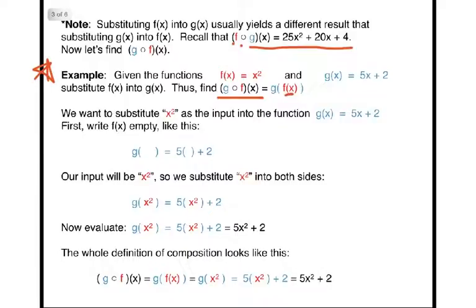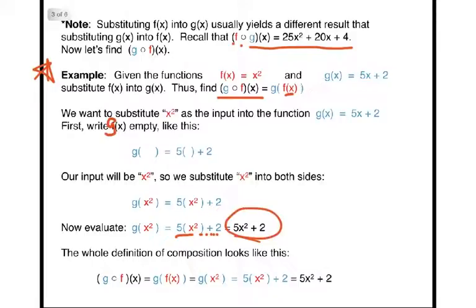We want to substitute x squared as the input into the function 5x plus 2. First, write g of x empty, like this: g of input equals 5 times input plus 2. Our input will be x squared, so we substitute x squared into both sides. g of x squared is really 5 times x squared plus 2. Now we evaluate. g of x squared equals 5 times x squared plus 2, which is simply 5x squared plus 2.